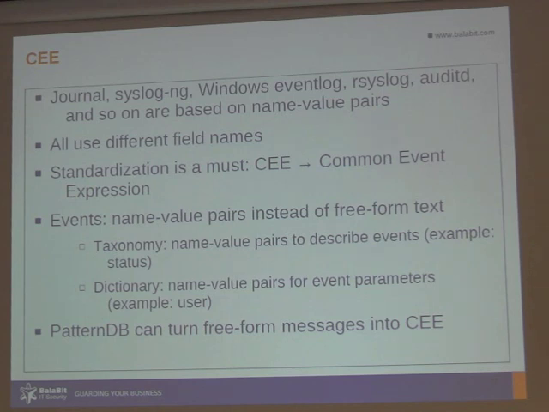Journal, syslog-ng, Windows Event Log, rsyslog, auditd, and so on. These are all based now on name-value pairs. But there is a huge problem. All of these applications and platforms use different field names in name-value pairs for the same information, and also have a different set of information they collect.